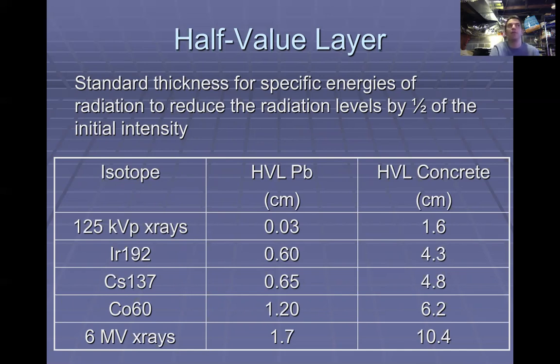Half-life is the amount of time it takes to reduce the activity to half the activity. The half value layer is the amount of material it takes to reduce a radiation beam to half. And so that's a good way to gauge how hard certain energy radiations are to actually shield, and also how good of a shield one material is versus another.